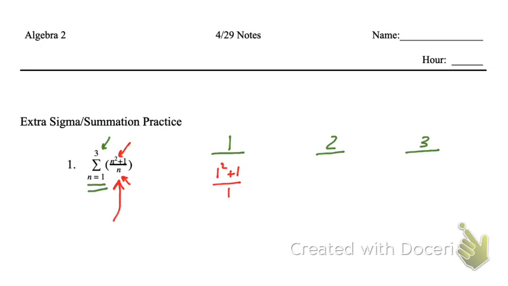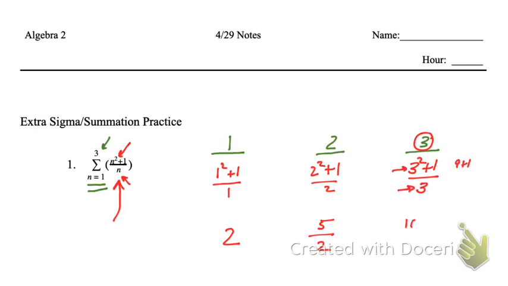That's 1 plus 1 in my numerator over 1, that's a 2. When I plug 2 in, it'll be 2 squared plus 1 over 2. That's 4 plus 1, or 5, in my numerator over 2. When I plug a 3 in, 3 squared plus 1 over 3. Okay, again, you're plugging the 3 in for both of your variables. And we get 9 plus 1 up top over 3, we get 10 over 3.